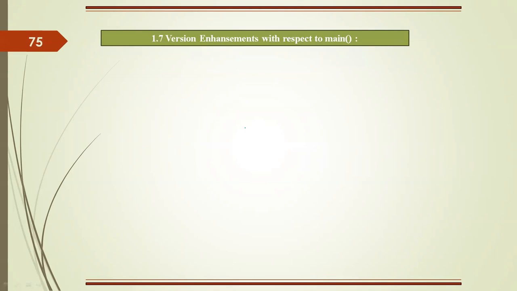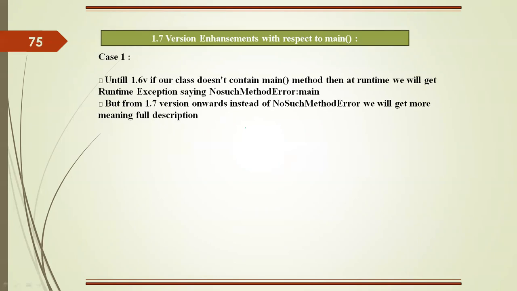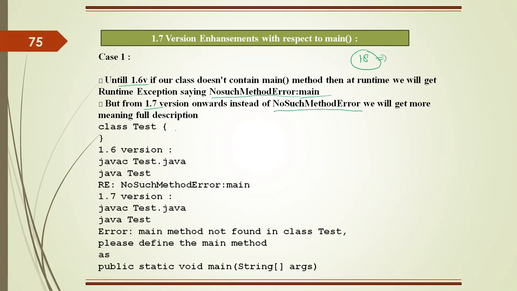Now, the 1.7 version enhancement with respect to the main method. Right now we get a NoSuchMethodError. This is from the 1.7 version onwards. I have mentioned that this Java fundamentals course covers before the 1.8 version. Java fundamentals is the fundamental part, and the features part is the features part. Like the 1.8 features, I will also take a class on them, don't worry. Until 1.6, the NoSuchMethodError is there, but from 1.7 onwards, the error gets a more meaningful description. What is the description? Like this.